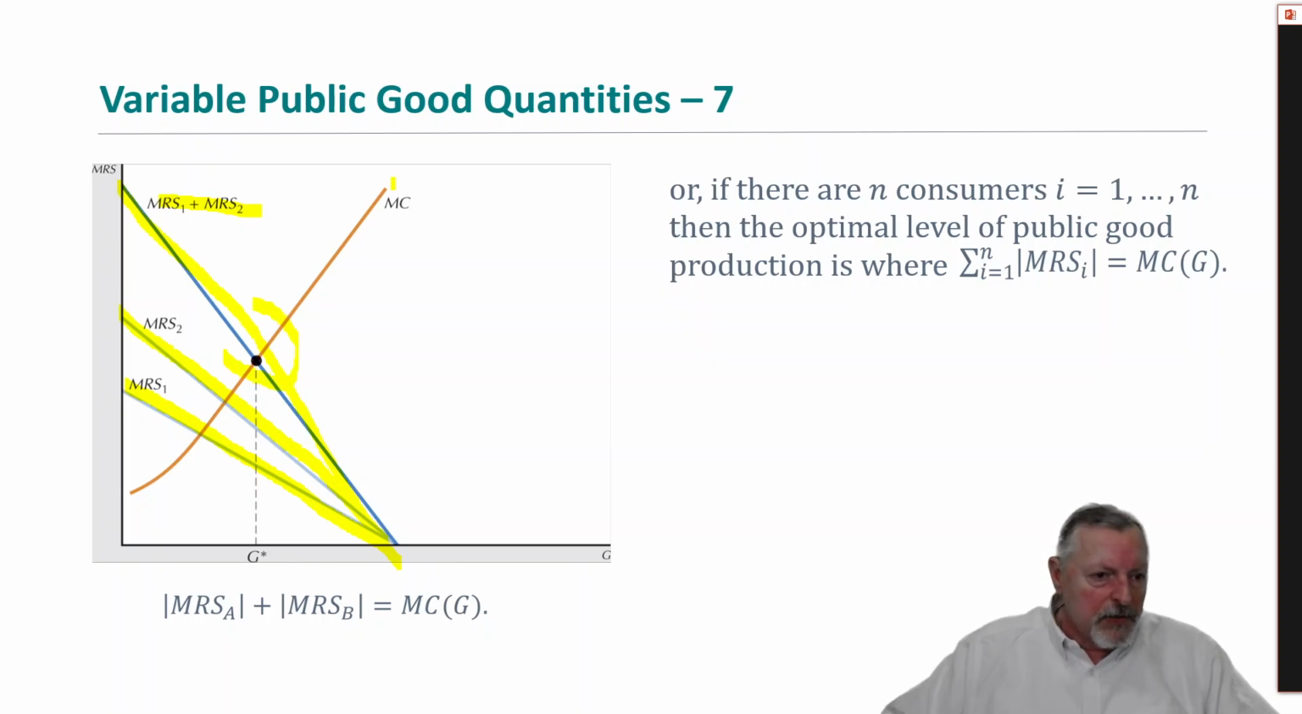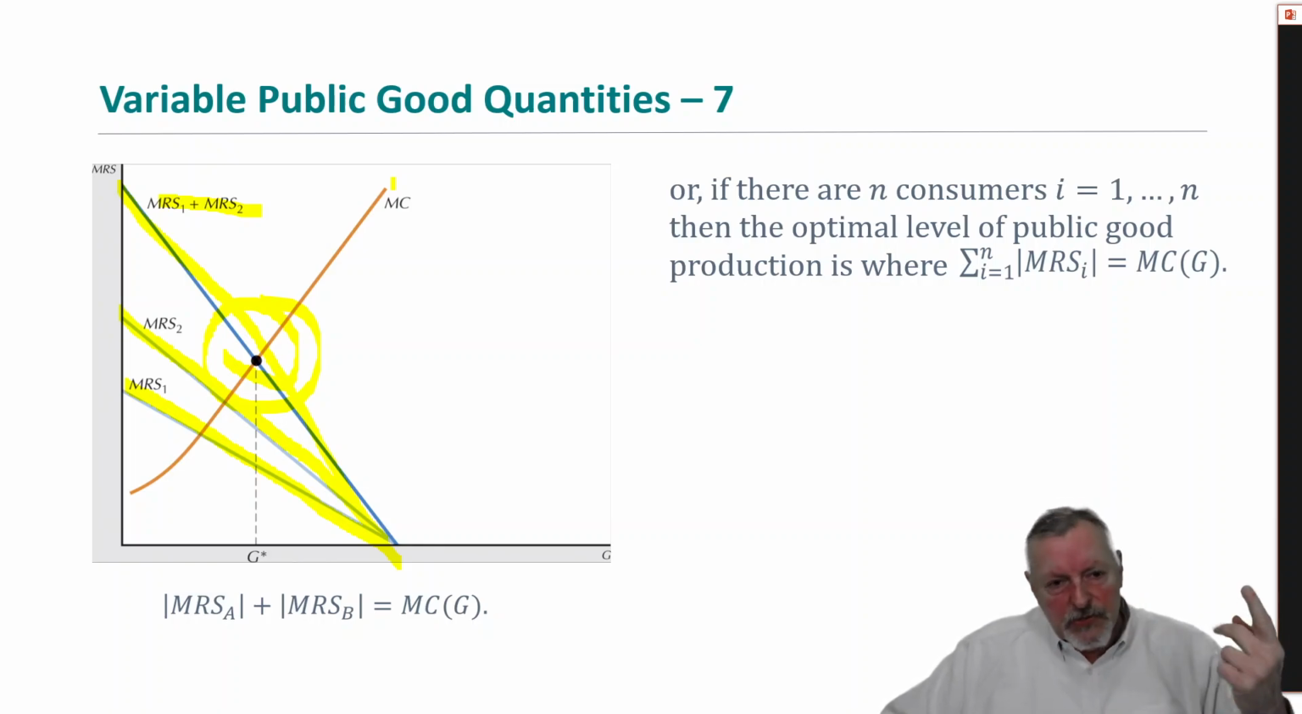The efficient point is where the total marginal utility equals the total marginal cost. Well, there is only one cost. It's a public good, so it equals the marginal cost. Now, if there were more than two consumers, well, it's logically the same.